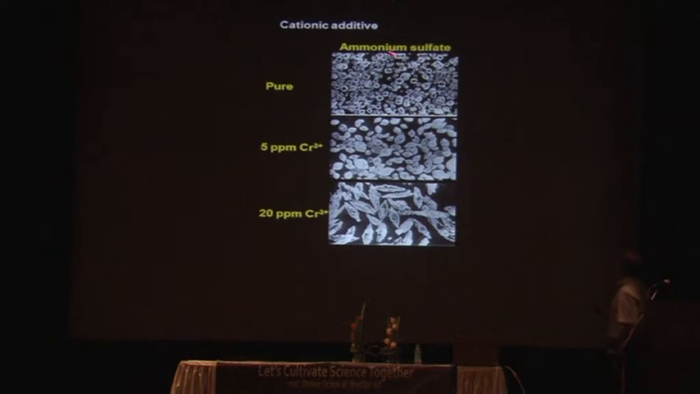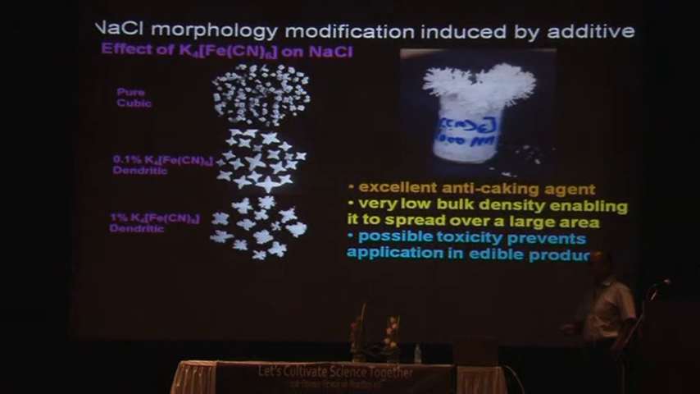This is very important: ammonium sulfate. Pure ammonium sulfate looks like this, but in the presence of 5 ppm chromium, the shape changes. If you increase the chromium concentration, the shape further changes. So these are all known in the literature.